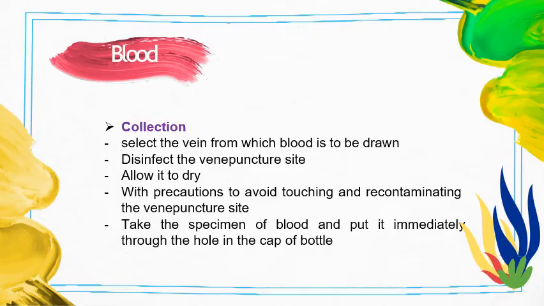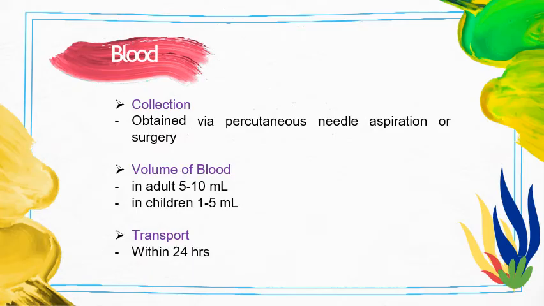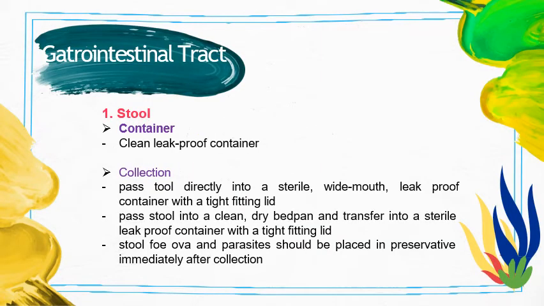Now, you will obtain it by percutaneous needle aspiration or surgery. The volume in adults will be 5 to 10 ml, and in children it's 1 to 5 ml. The transport is within 24 hours. Next is your gastrointestinal tract infections.